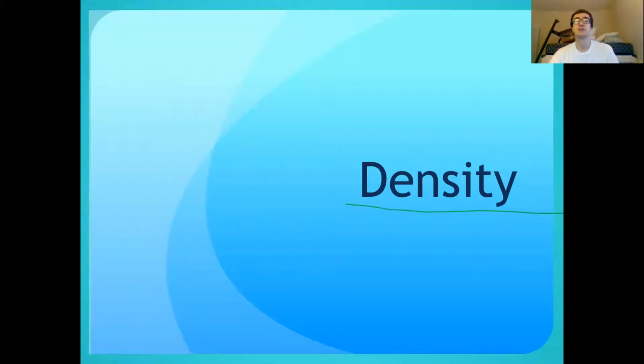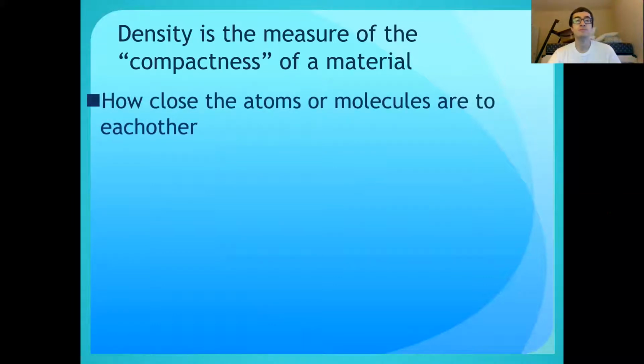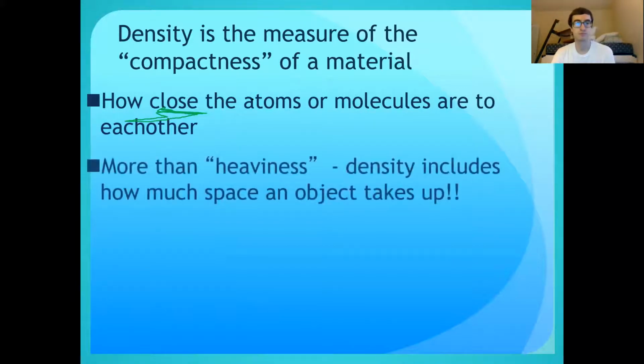Alrighty, so density, what we're talking about here today. You can think of density as the measure of how compact some sort of material is. It tells us a little bit about how close the atoms or molecules of a certain substance are to each other. So it's not just how heavy something is, right? It's about how heavy it is and how much space that it takes up.